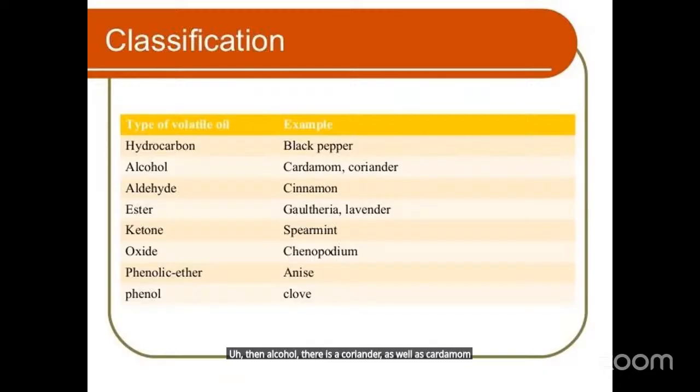Type of volatile oil, hydrocarbon, black pepper, then alcohol, there is a coriander as well as cardamom, aldehyde, cinnamon. Chemical nature of the volatile oil that I have mentioned here. Then there is a lavender, ketone, spearmint, oxide, chenopodium, right? Then phenolic ether, anise, and phenol is a clove, right?